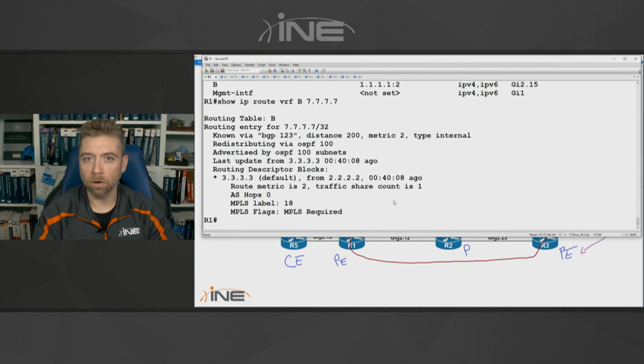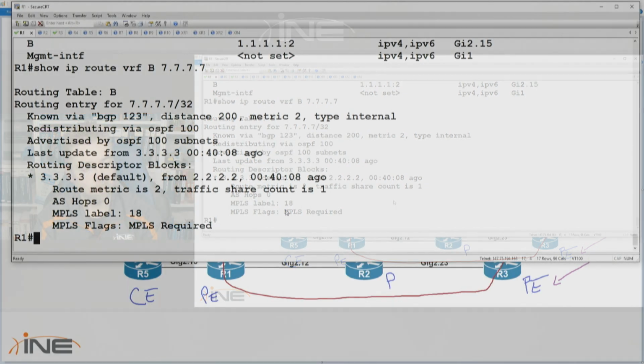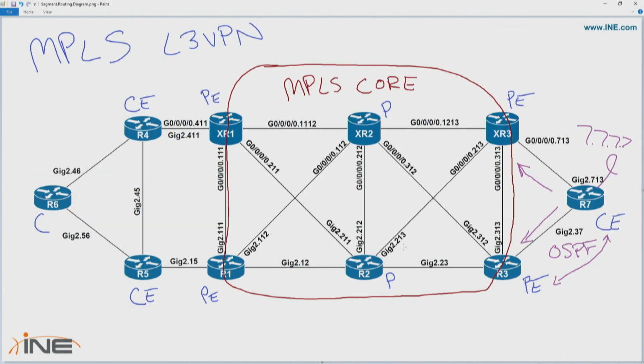Before we go any further, now let's look at this from a data plane capture point of view. So what we now want to do is pick a spot in the core. We're going to pick router 2. We're going to capture frames on all interfaces of router 2, capture traffic on all interfaces of XR2, and then we're going to forward frames through the core.